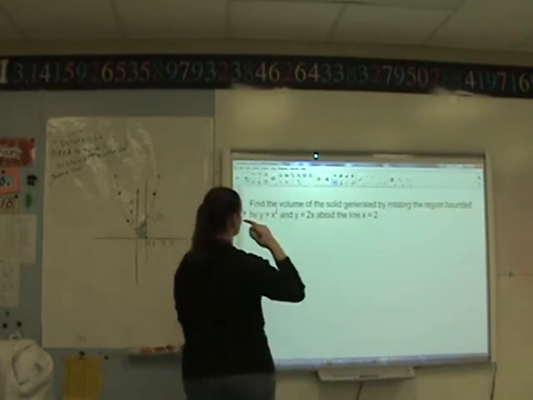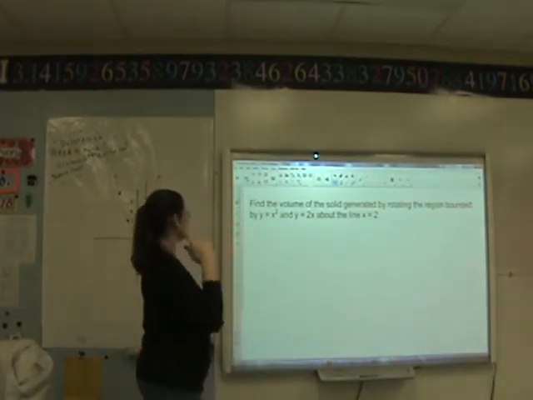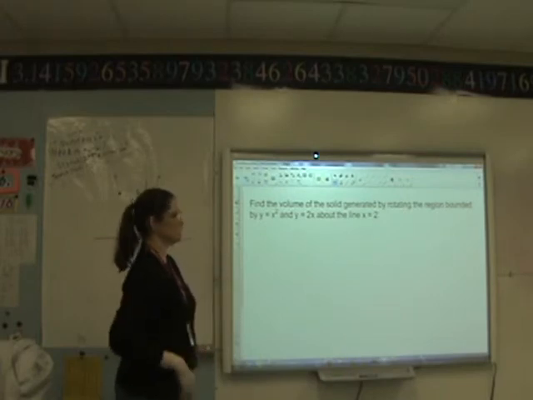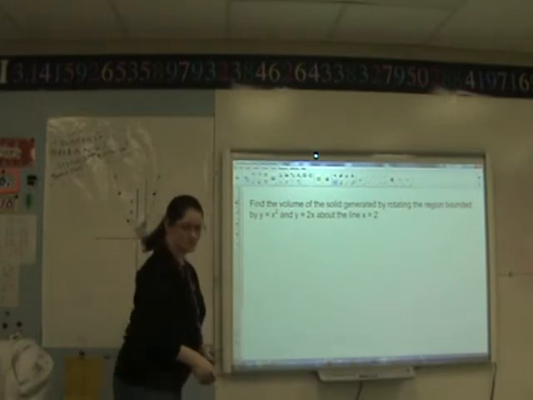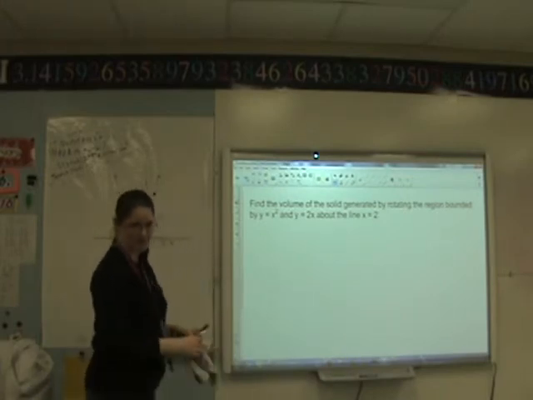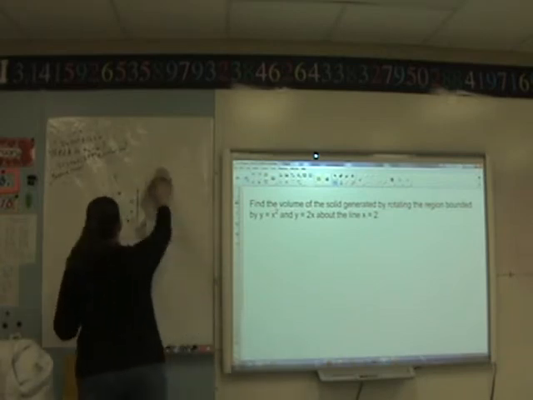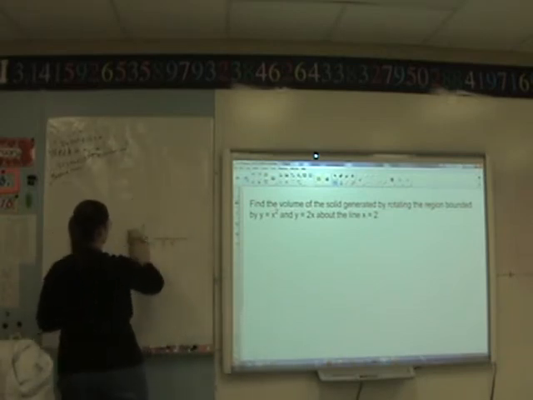Volume of the solid generated by rotating the region bounded by y equals x squared, y equals 2x, about the line y equals 2. Now, these are things that you're definitely going to see on the AP test. They want you to be able to revolve around something that is not an axis.